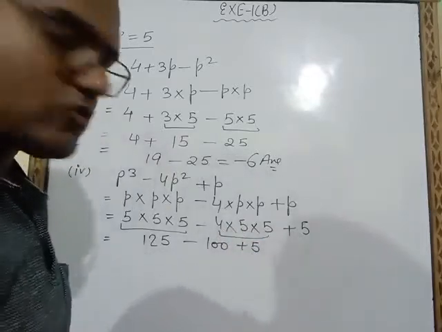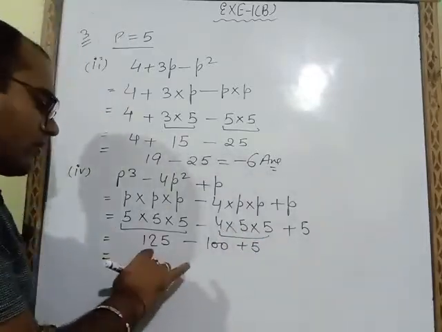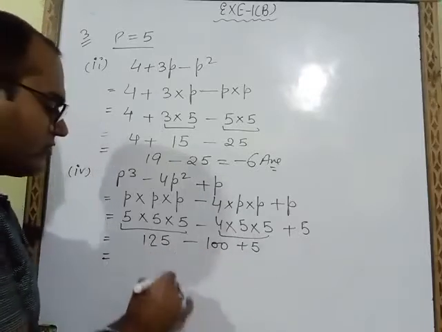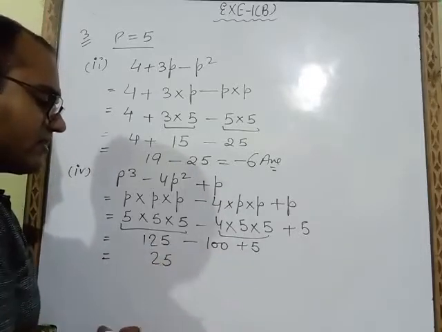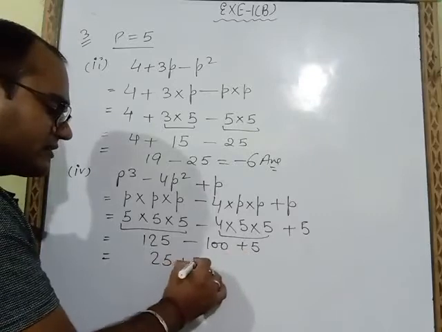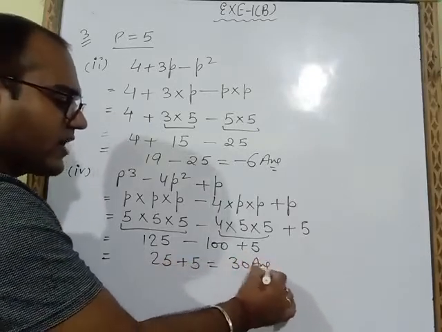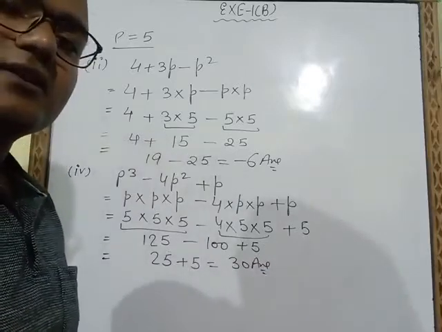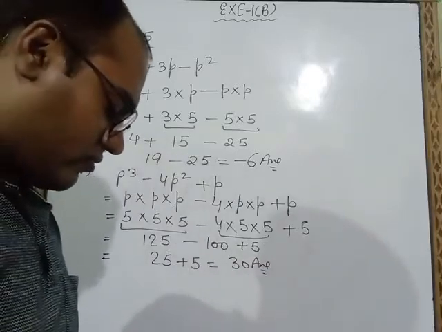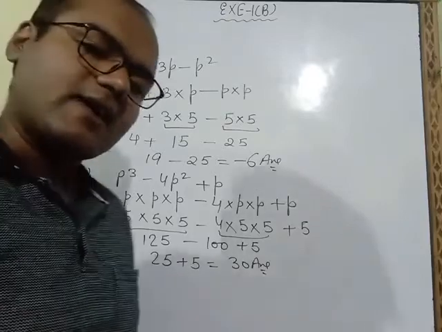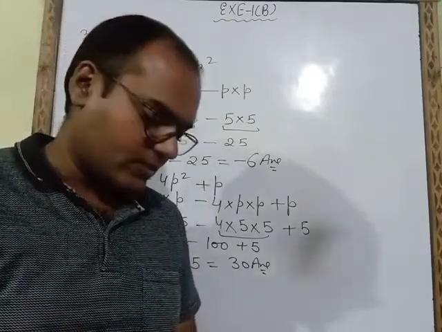Now multiplication is over. What you have to do? 125 minus 100 you will do. Answer will be 25. Plus 5 you have to write as it is. 25 plus 5, answer is 30. So final answer of this fourth part is 30. So like this you have to do question number 3 as well as question number 4 also.